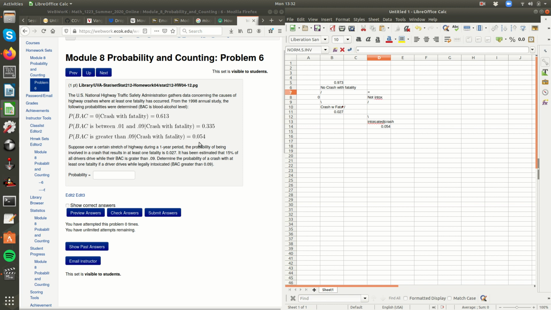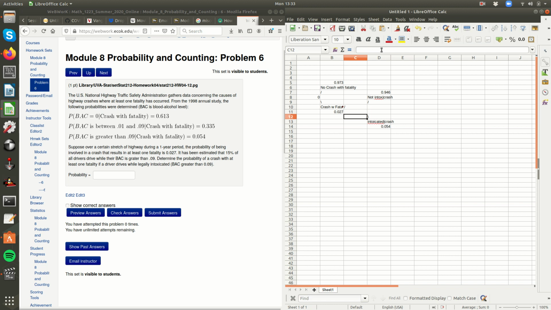And that has to be 1 minus this probability of this given. So that happens 94% of the time of a crash with a fatality. Sorry, again, this one is not intoxicated, given that there was a crash. That has to add to 1, and I'm not considering anybody with a BAC between 0.01 and 0.09. They're all falling in this not intoxicated part.